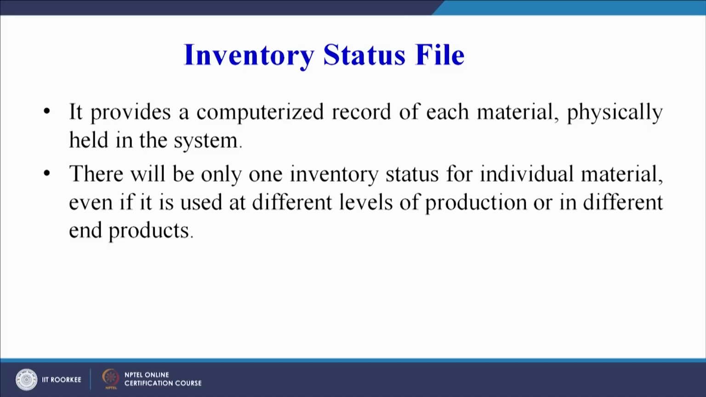So again I am reading, I think there may be some confusion. There will only be one inventory status for every material. So the status is, suppose 525 components of part B are available. That 525 accounts for 525 parts, irrespective of whether this part is being used in 3 different products or 5 different products. 525 is the central number available within the organization, even if it is used at different levels of production or in different end products. So the level has to be centrally the same.